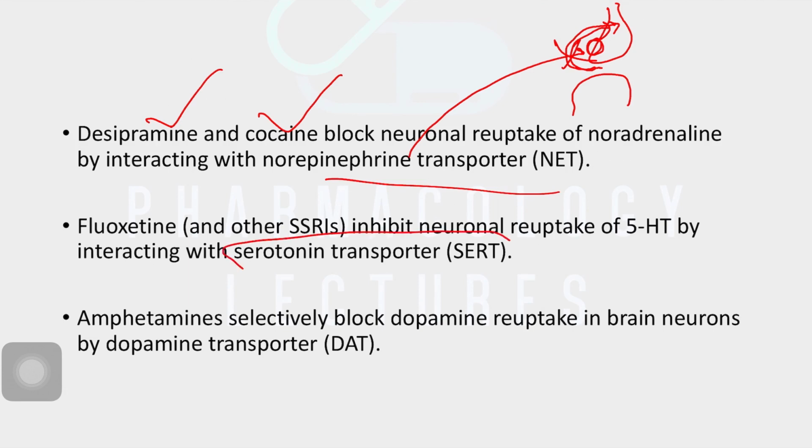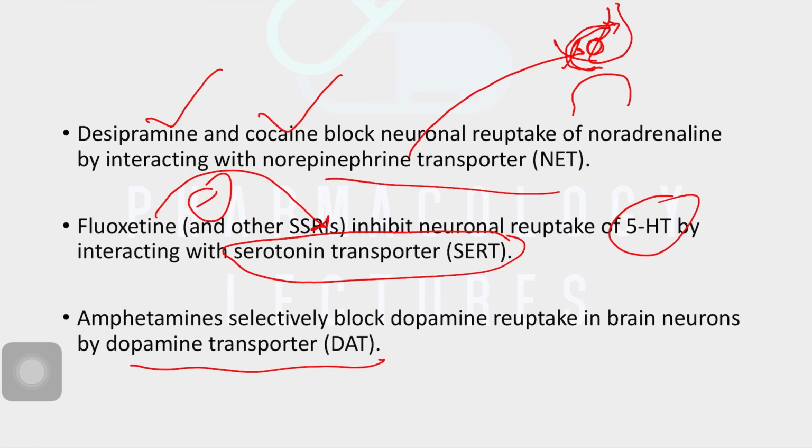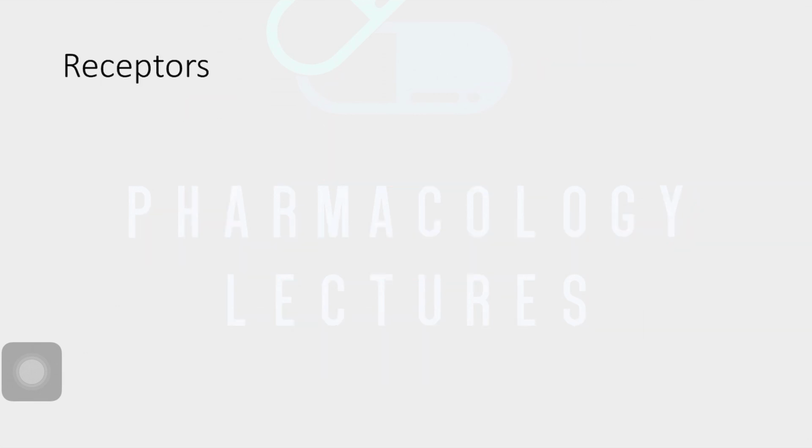In the same way, there are serotonin transporters, which transport serotonin across the membrane, and this transport function is inhibited by drugs like fluoxetine, which we mainly use in depression. Dopamine transporters are also there, which transport dopamine across the neuron, and which may be inhibited by drugs like amphetamine. So these are some examples where drugs inhibit those transporters.